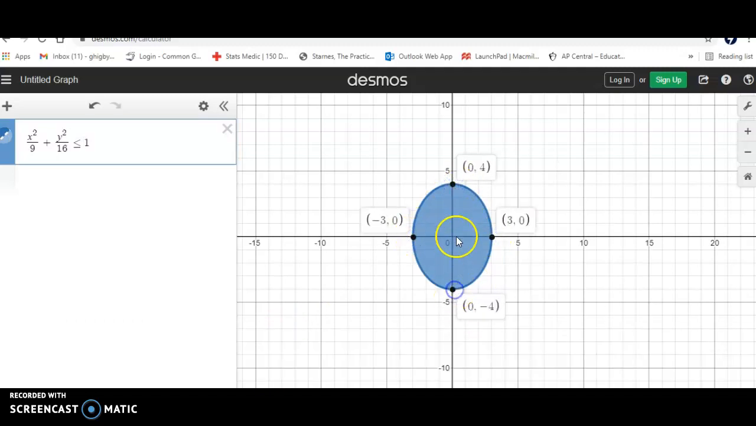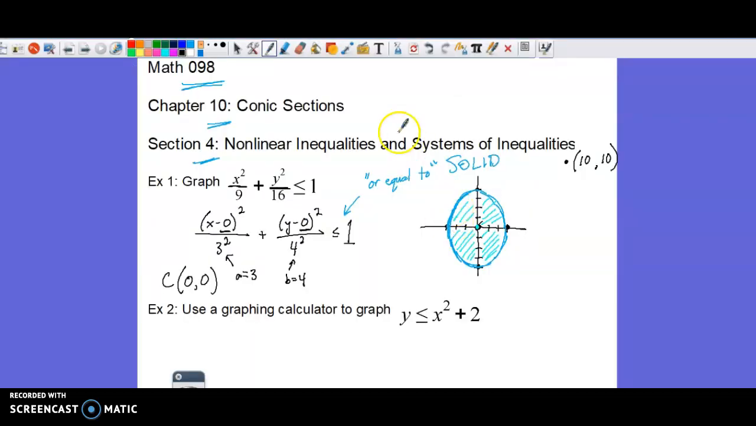The only thing Desmos does not do is tell you what the center is, and if I'm being perfectly fair, I didn't even label my center. I mean, I wrote it down, but I didn't label it. Same thing could be done on the next problem.